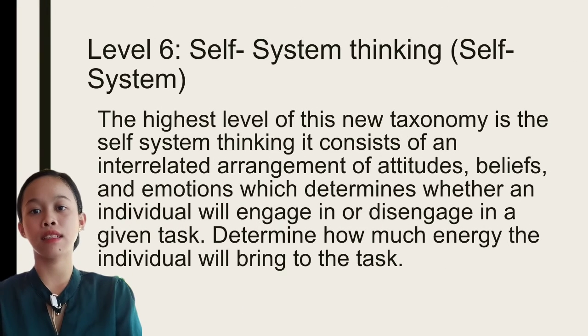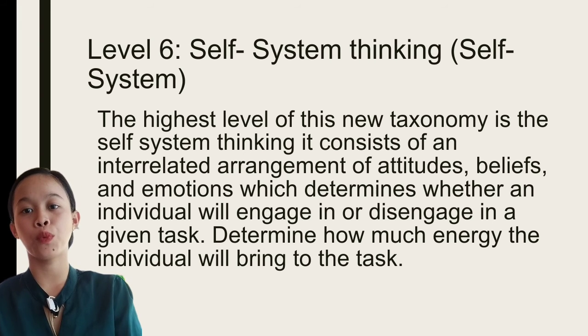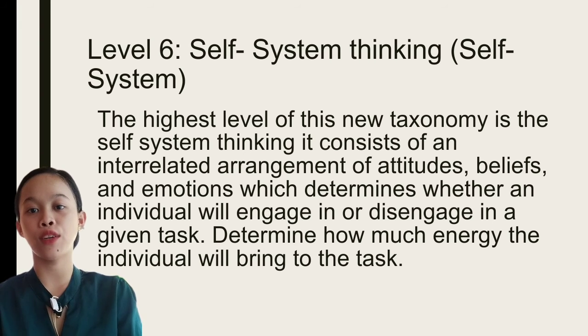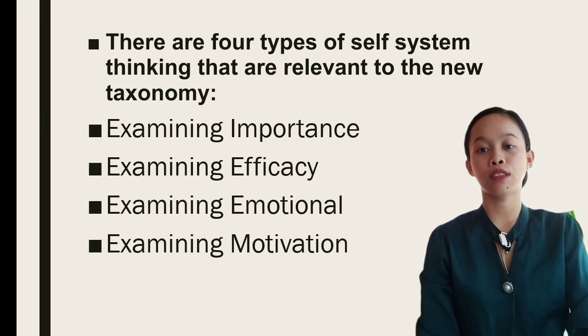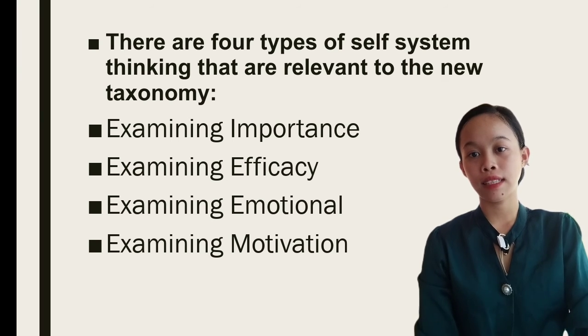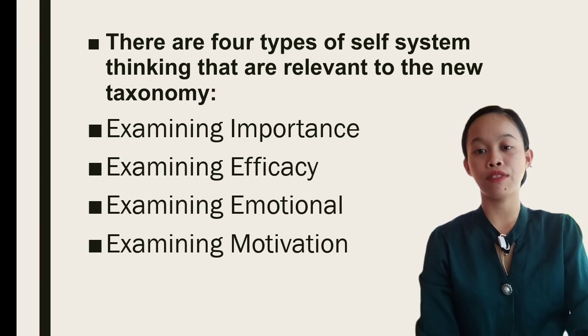And finally, the highest level of this new taxonomy is self-system thinking. It consists of an interrelated arrangement of attitudes, beliefs, and emotions, which determines whether an individual will engage in or disengage from a given task, and determines how much energy the individual will bring to the task. There are 4 types of self-system thinking that are relevant to the new taxonomy. First is examining importance, examining efficacy, examining emotional response, and examining motivation.